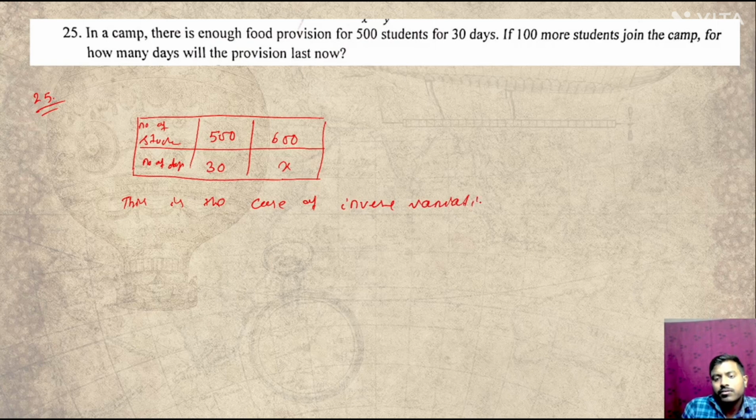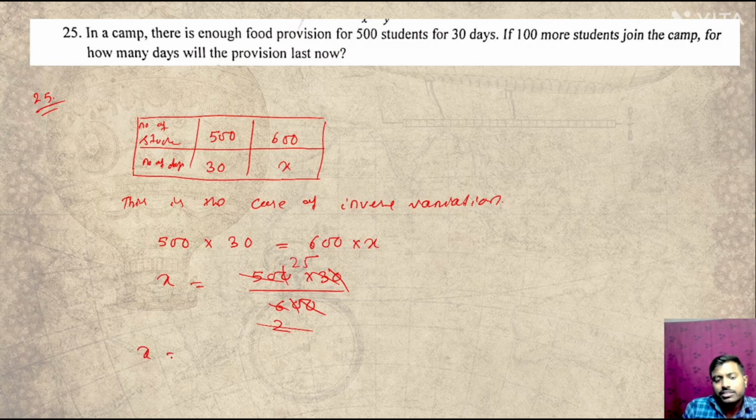Okay, so we can write 500 into 30 is equal to 600 into x. So x is equal to 500 into 30 divided by 600. 0 0 cancel, 0 cancel, 3 twos are 6, 2 cancel, 2 5s are 25. So x is equal to 25 days. Clear? Next question.